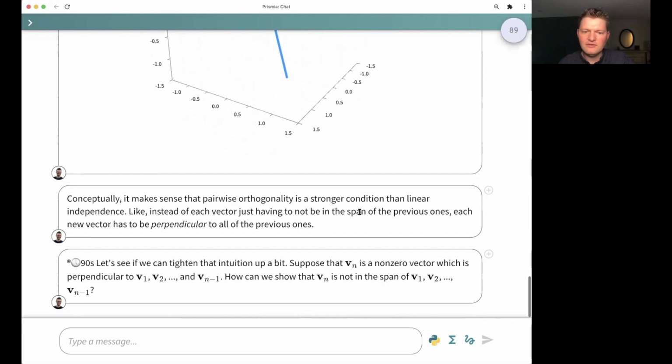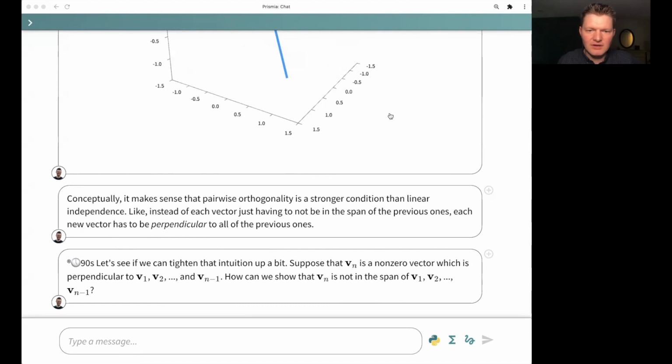So I'll probably give you a little less time than this so we can get to a good punchline by the end of the hour. But suppose that Vn is a non-zero vector, which is perpendicular to all the vectors that came before it in the list from V1 up to Vn. So how can we show that Vn is not in the span of those previous vectors? It kind of should be easy in some sense. It's perpendicular to all of them. So how could it be in the span? But still, we need to explain why this is the case, so we're sure that we're not in some instance where our intuition is breaking down on us for some reason.